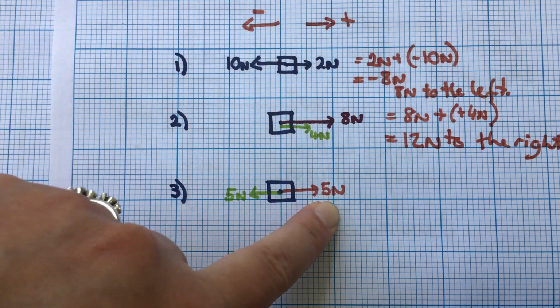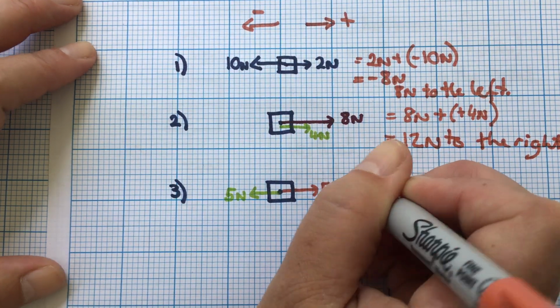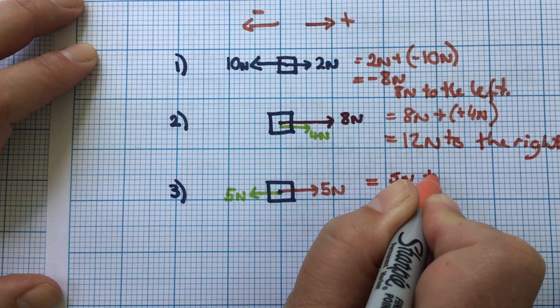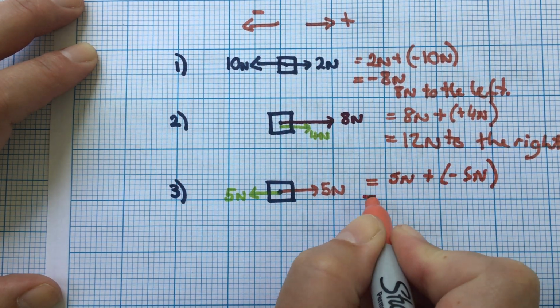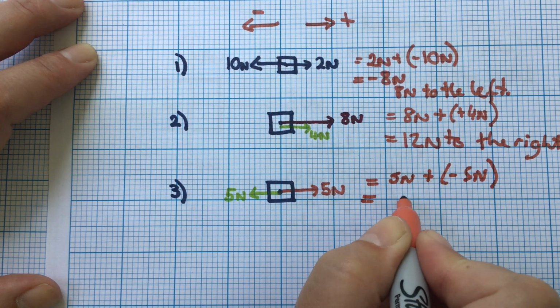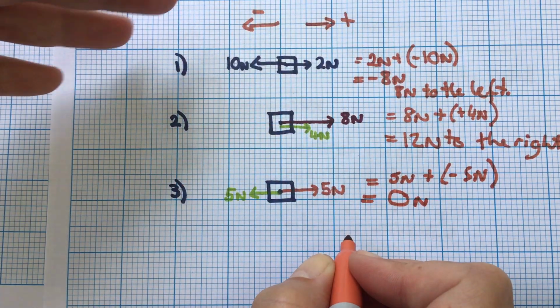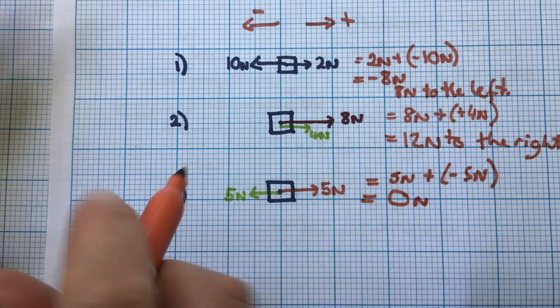And then here I've got 5 newtons to the right and 5 newtons to the left. So if I include my positives and my negatives, I have got 5 newtons plus minus 5 newtons. 5 newtons minus 5 newtons is 0 newtons. So the overall resultant force is 0 newtons. There's no overall resultant force.